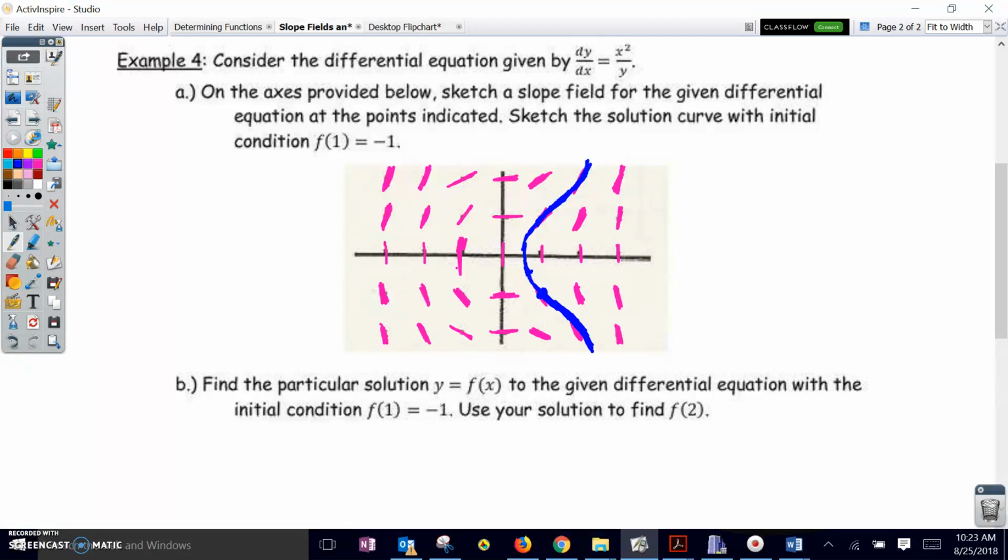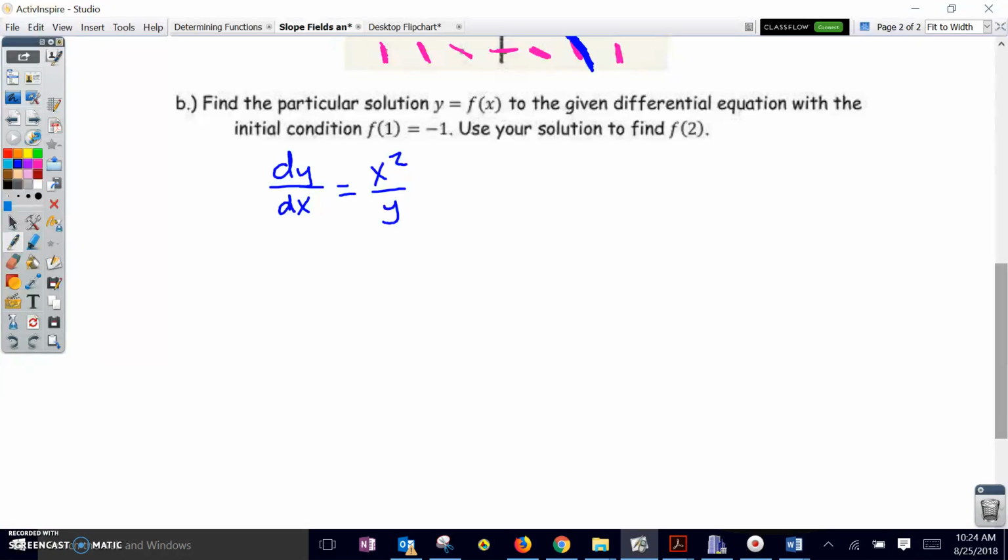Alright, now, let's move on to part B. We're supposed to find the particular solution to the differential equation with this initial condition and then use it to find f of 2. So to find the particular solution, we take the differential equation, and now here we're going to use separation in order to integrate this. So I'm going to separate my variables, y dy equals x squared dx. And then I integrate. And so I've got y squared over 2 equals x cubed over 3 plus a constant.